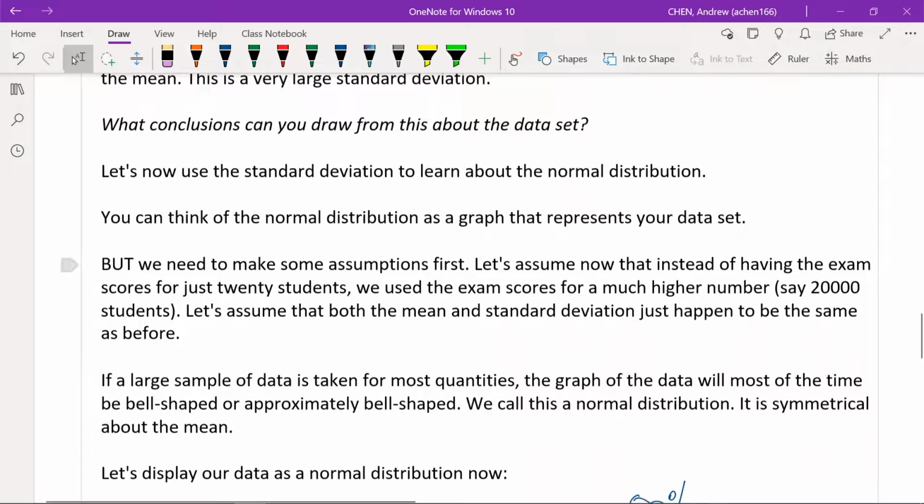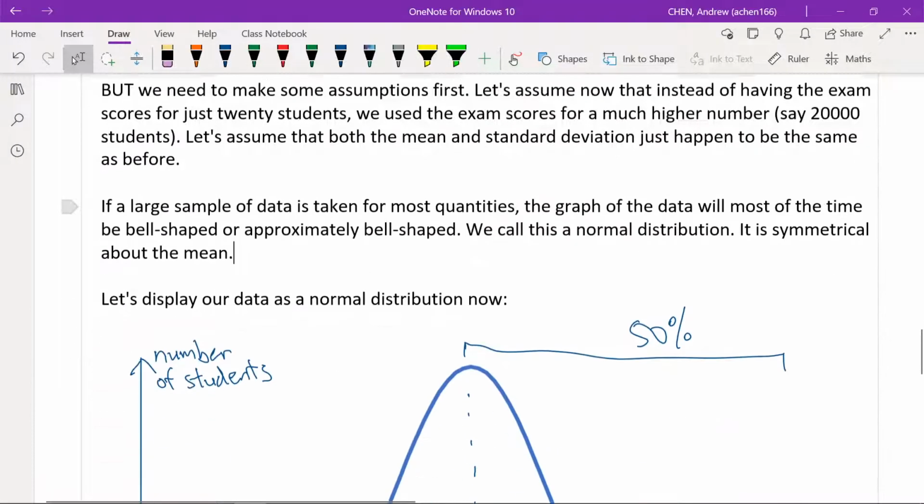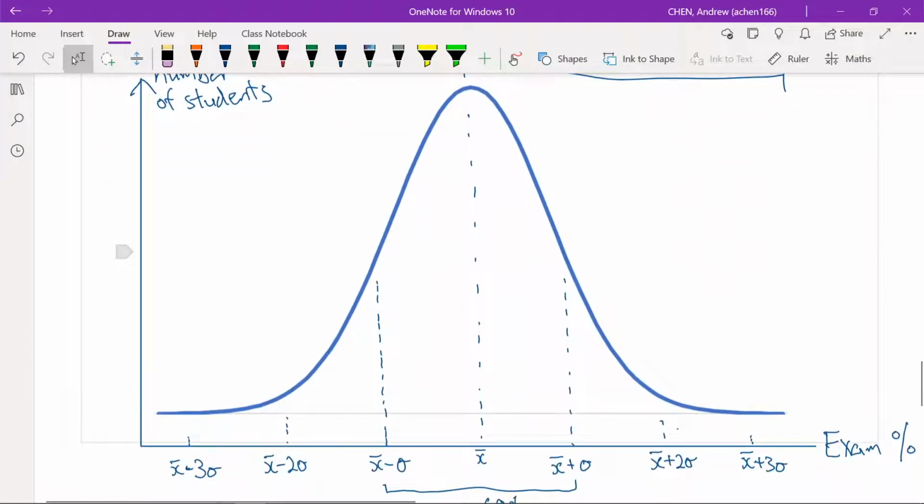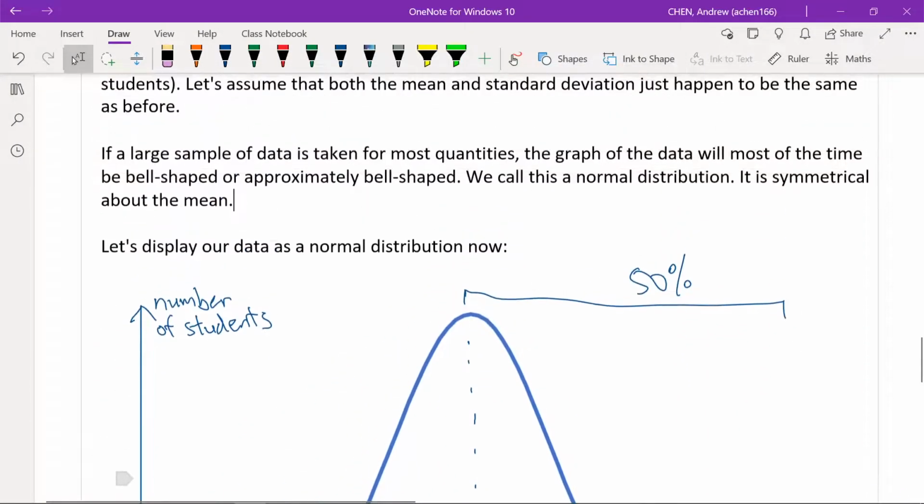Okay, so we need a large sample of data because it just so happens that for most quantities that we're trying to measure, let's say we're trying to measure the height of people, we have a whole bunch of people, we're trying to make a graph showing how tall they all are. The graph of the data most of the time will be bell-shaped or approximately bell-shaped, and that means this. All right, symmetrical. We call this a normal distribution.